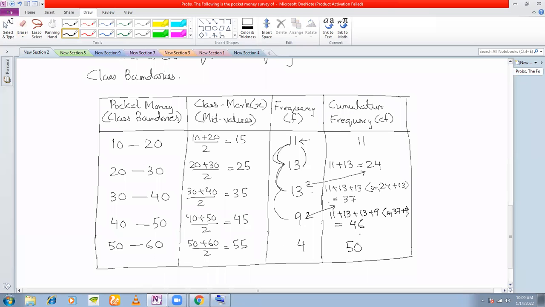Okay, and this will be equal to n. If you see, the last cumulative frequency will always be equal to the total frequency. If it is not equal, then you have made some addition mistake. Is this absolutely clear, this table, or any question you have?